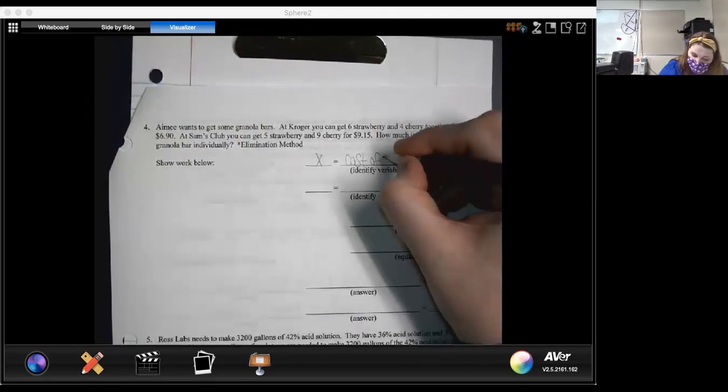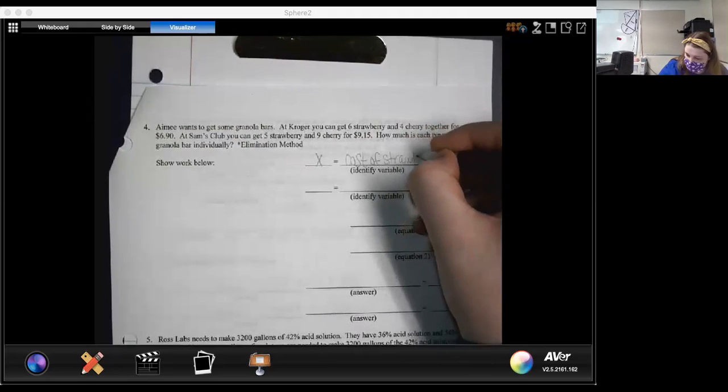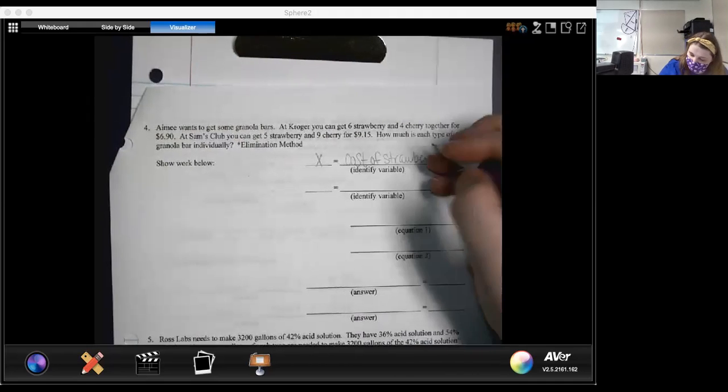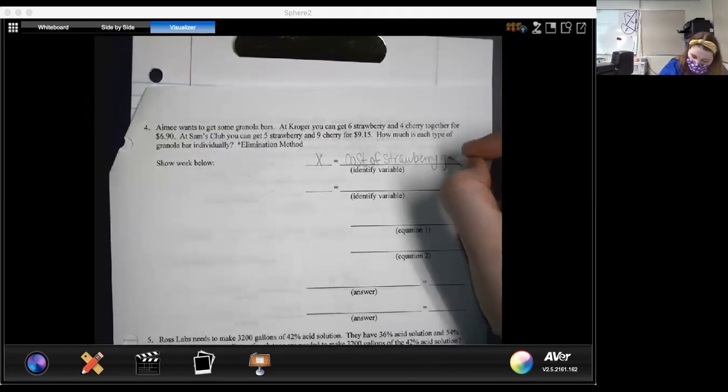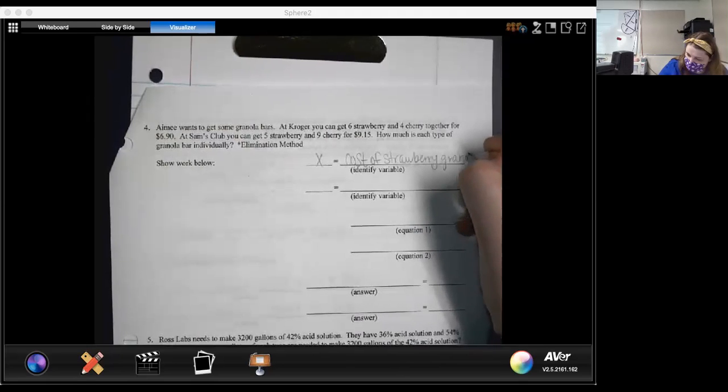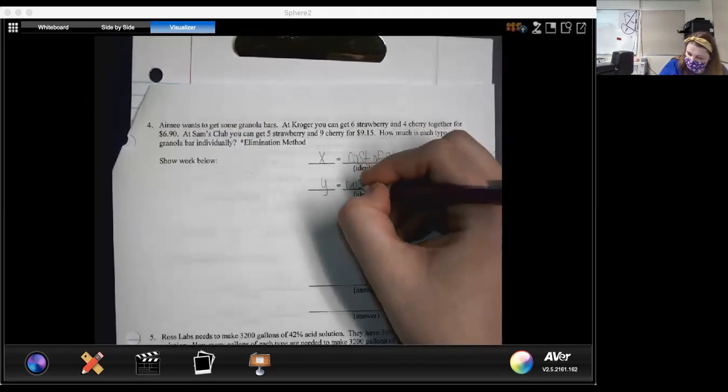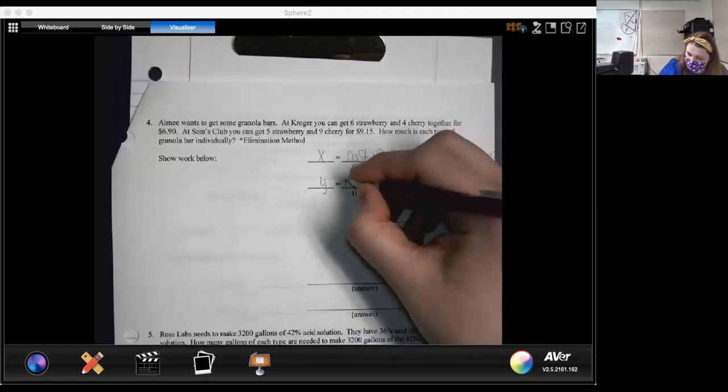So cost of the strawberry granola bar versus the cost of the cherry.